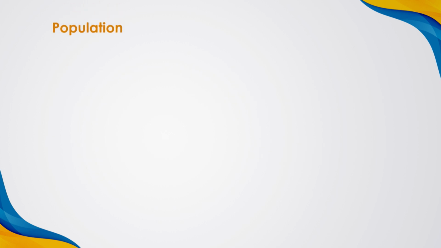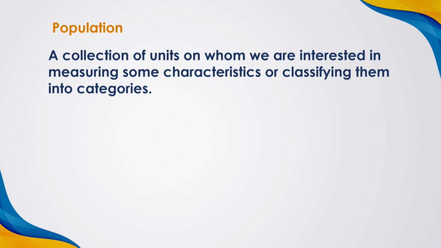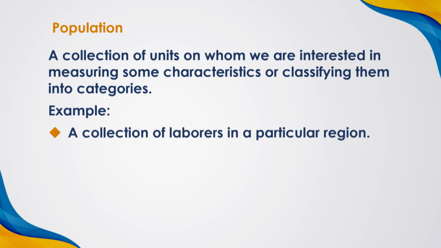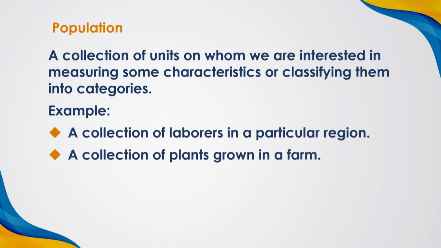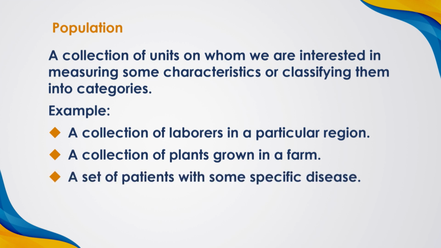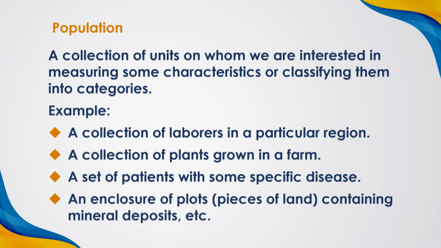What is a population? A collection of units on whom we are interested in measuring some characteristics or classifying them into categories. Example: a collection of laborers in a particular region, a collection of plants grown in a farm, a set of patients with some specific disease, an enclosure of plots, that is piece of land containing mineral deposits, etc.